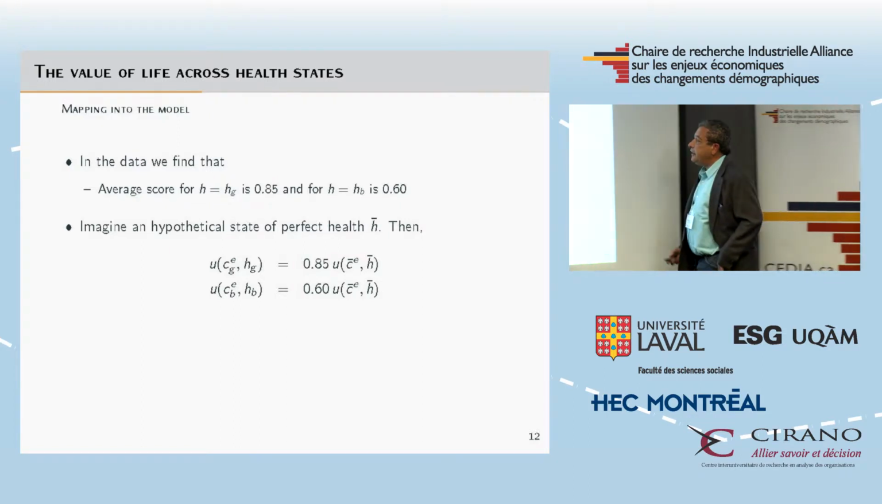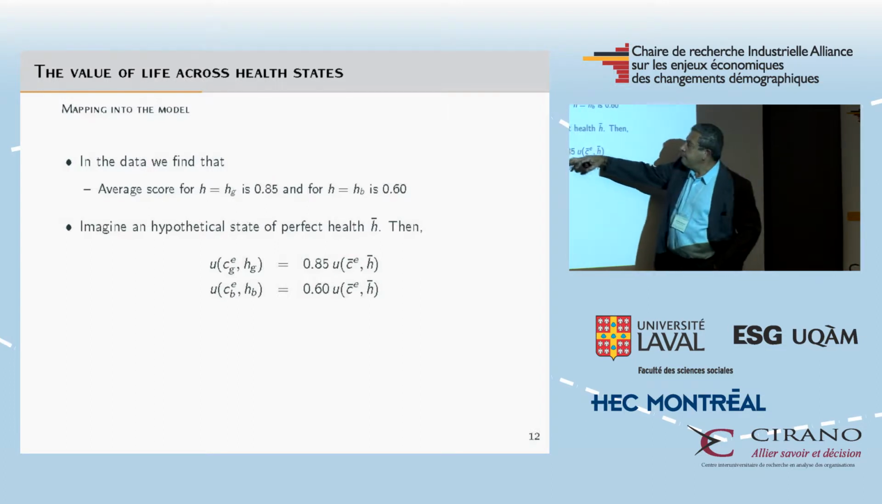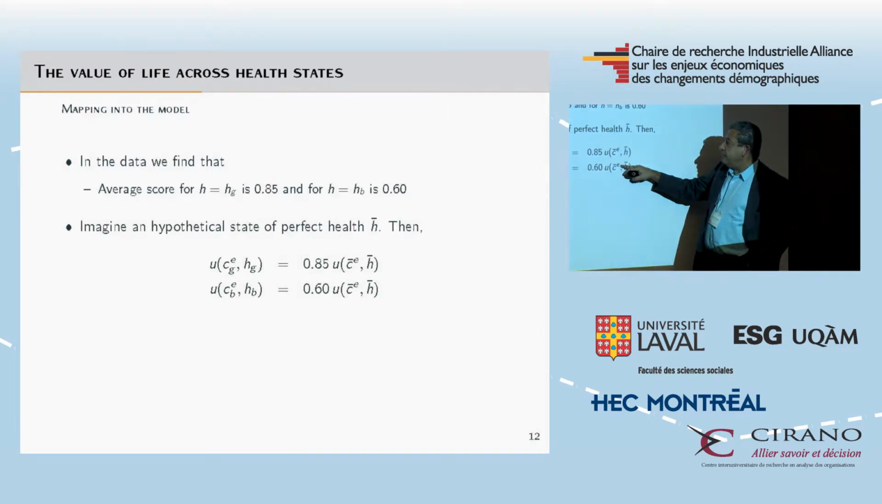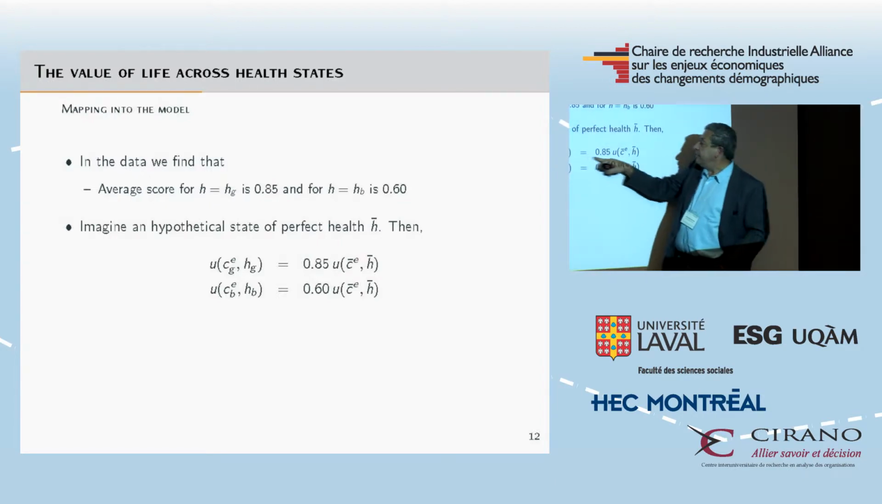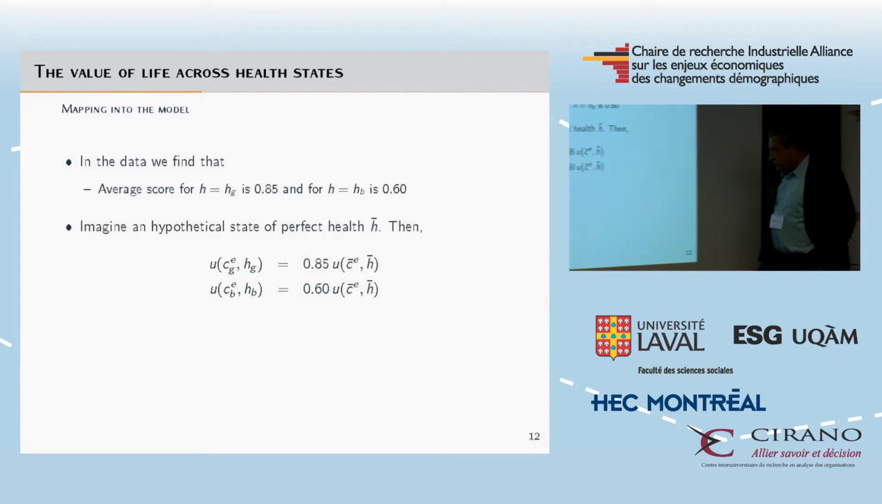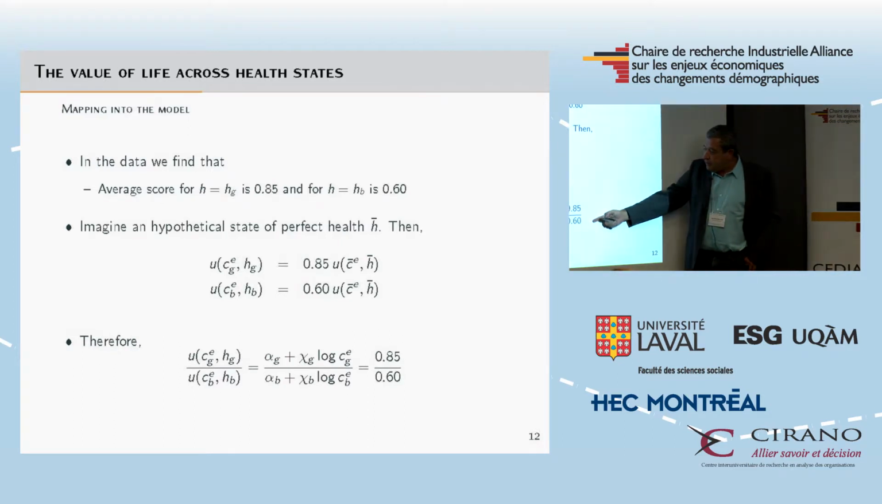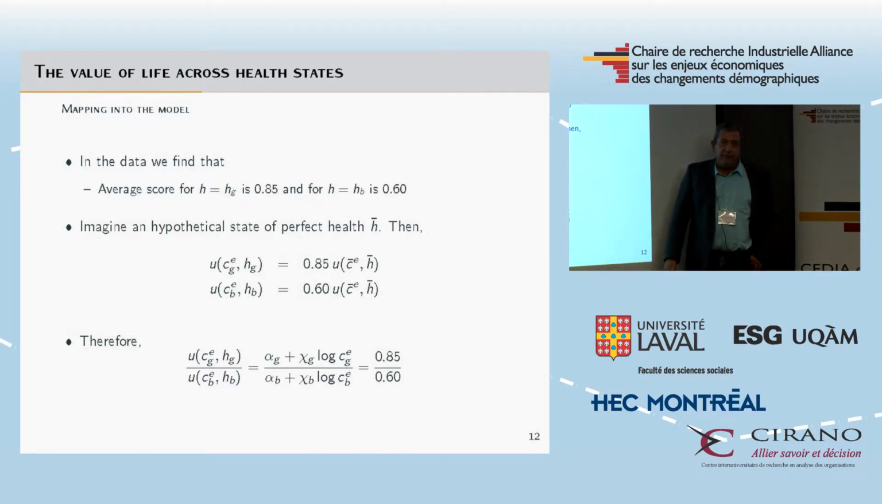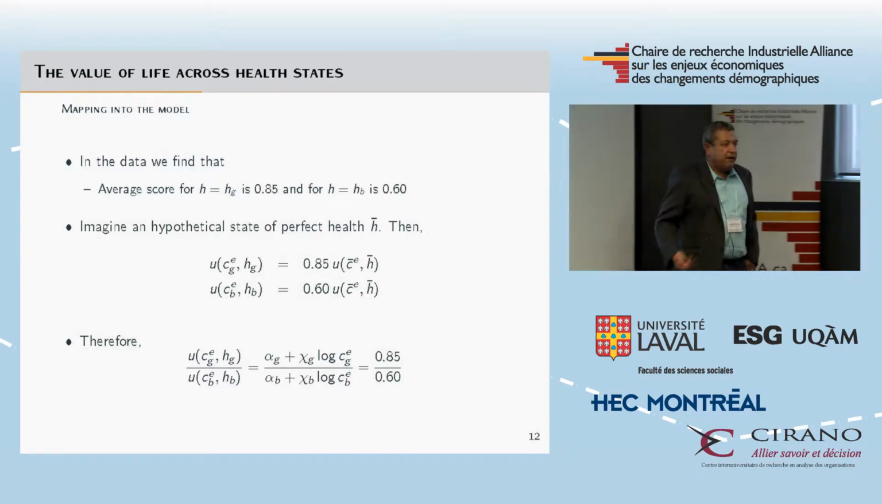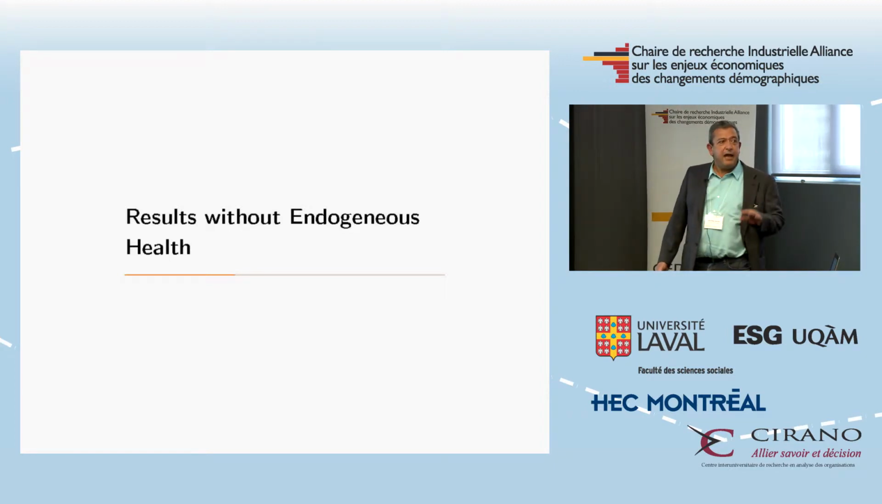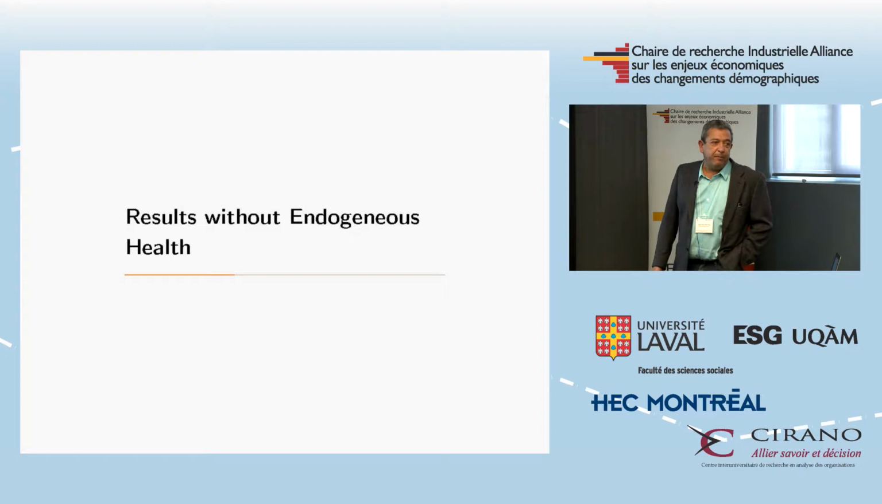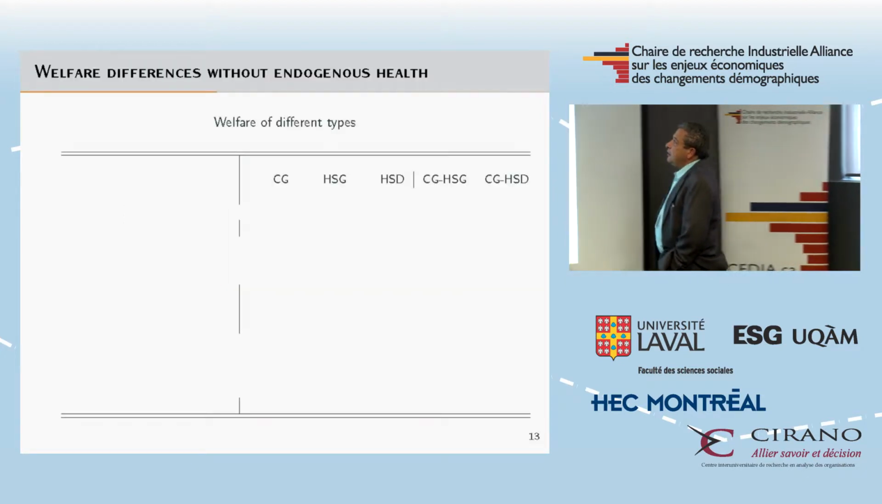So that means that using these numbers, this is the type of relation that you get. The utility, if you have perfect health H, the utility of consuming a certain amount gives you 0.85, and the other one gives you 0.6. That's what it translates into. And that gives us a very nice, simple way to solve for the parameter. Given this finding, it gives us a way to parameterize the economy. So right now, I'm going to use only this utility function I have computed and say, okay, how bad is it to be a high school dropout relative to a college graduate? Okay, so let me show this to you.